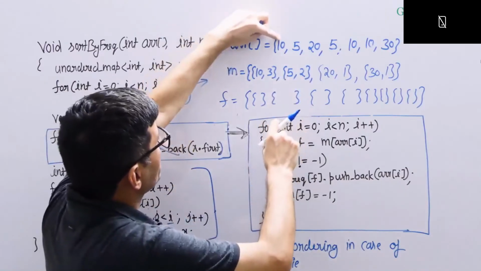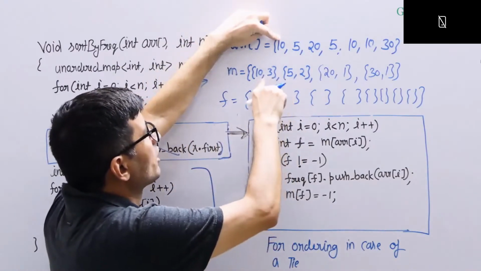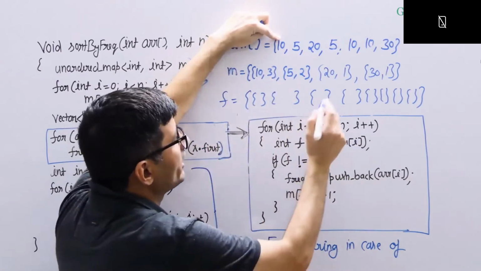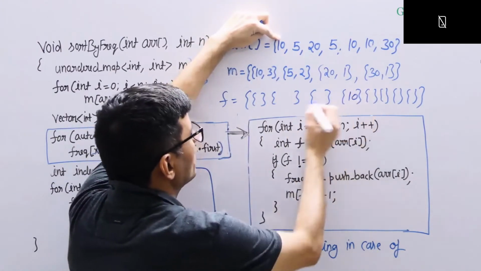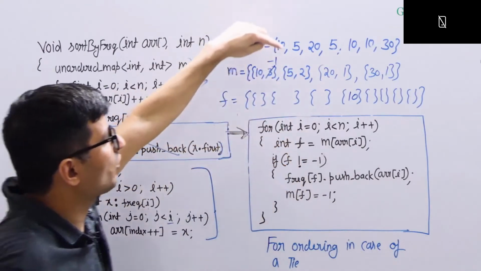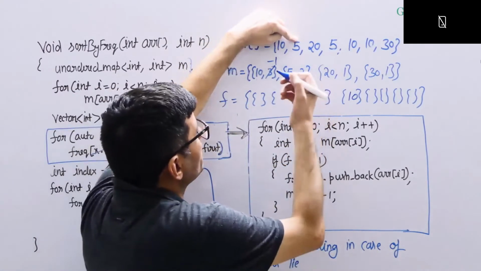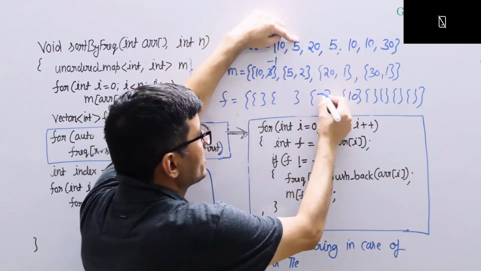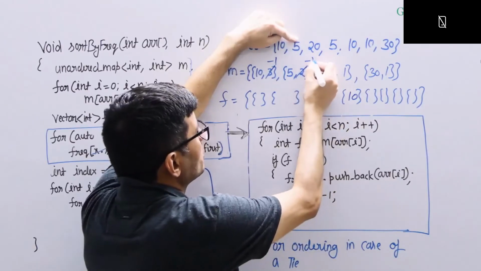So let's say we have built this map. Now we traverse through this array. 10, and we do a lookup for this 10 in our map. We get the value 3. We go to the index 3. We add the value 10 and we change this value in the map from 3 to -1. Now we come to 5. We go to this index 2 and we add 5 to this index 2 and we change it to -1.